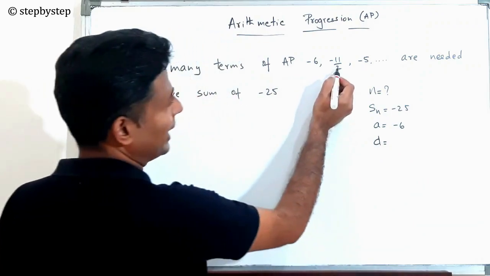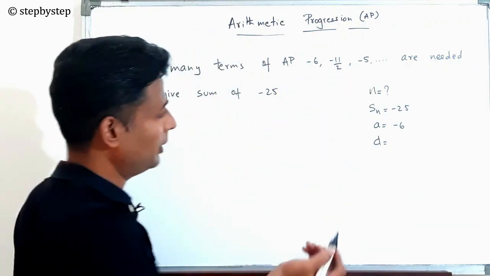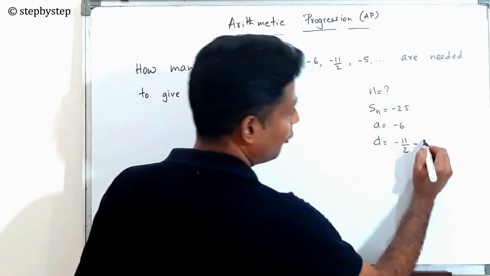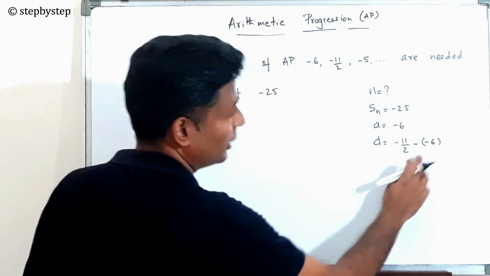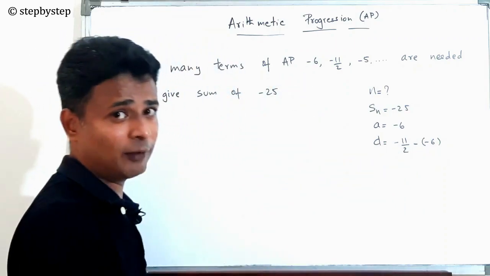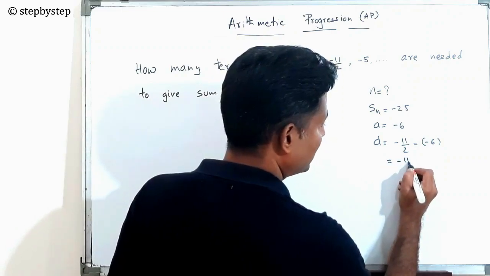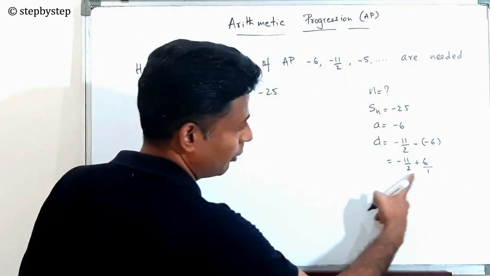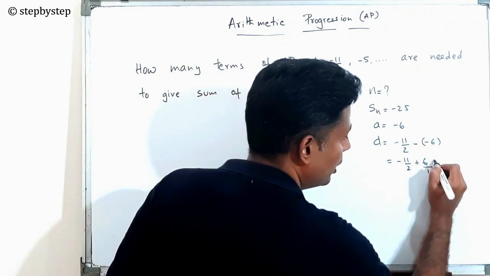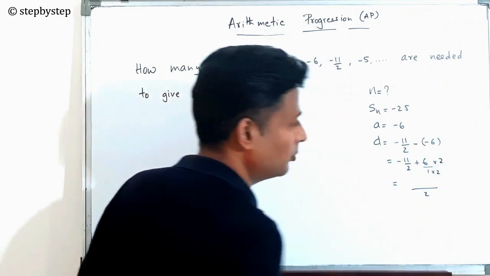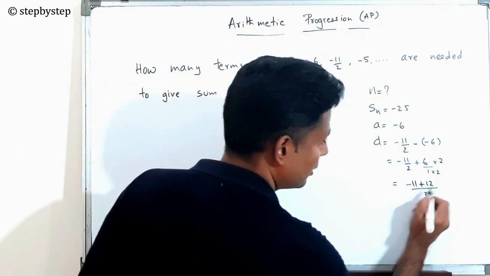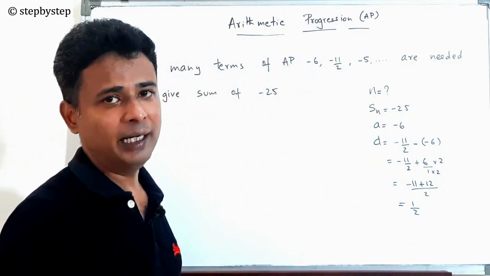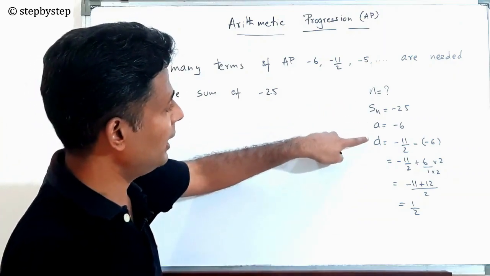D we can find by doing second term minus first term or third term minus second term. It does not matter. I'll do second term minus first term. That is minus 11 by 2 minus of minus 6. Guys, be very careful when you are doing this, because the signs you have to take very carefully. So it will become minus 11 by 2 plus 6. Now we have to take LCM. So I'll put 6 by 1. LCM of 2 and 1 is 2. So here it becomes minus 11 plus 12, that is 1 by 2. So what is the value of d? 1 by 2.